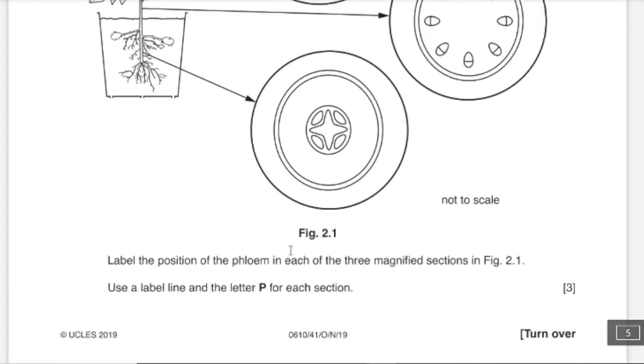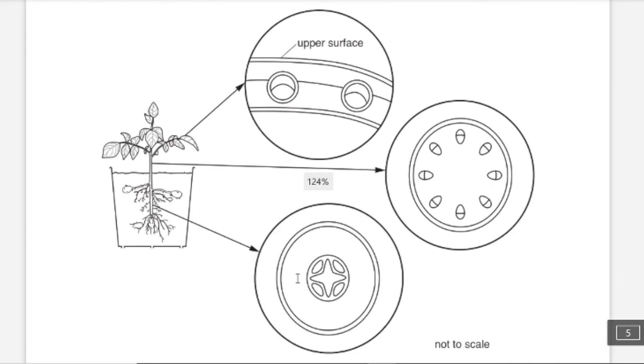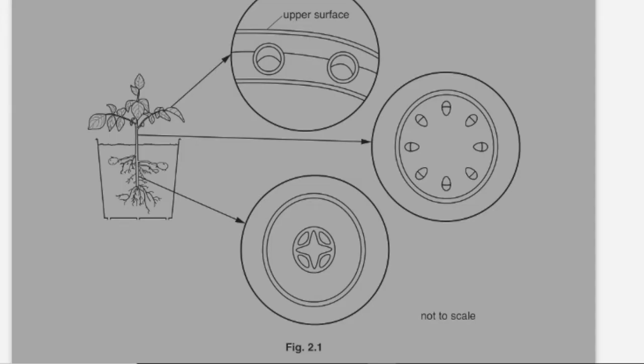Label the positions of the phloem in each of the three magnified sections in figure 2.1. Use the label line and the letter P for each section. Alright, so we're supposed to be labeling these for the phloem vessels. Another rule for labeling is that it would always be better if you do not use arrowheads. Simply draw a line.